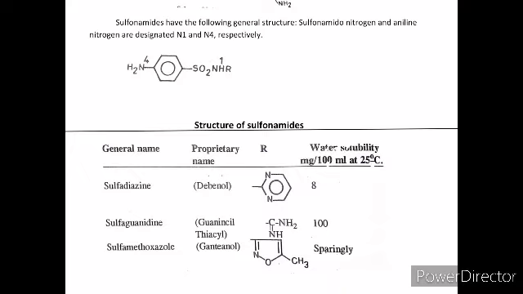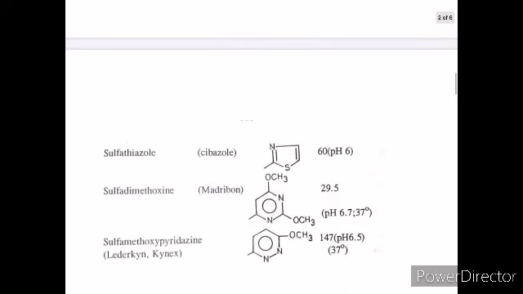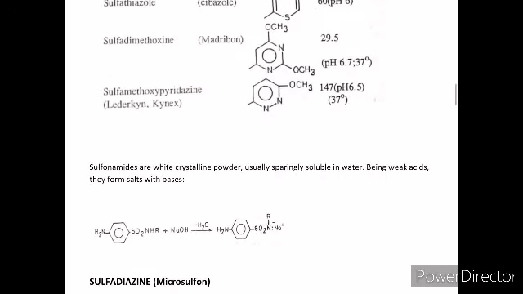Then sulfaguanidine, the R is C double bond NH NH2. In sulfamethoxazole you have isoxazole ring, and we will discuss each compound. Water solubility at 25 degrees is given here. And then we have sulfathiazole, sulfadimethoxine, sulfamethoxypyridazine. Now these sulfonamides in general are white crystalline powders, usually sparingly soluble in water, and being weak acids they form salts with the bases.